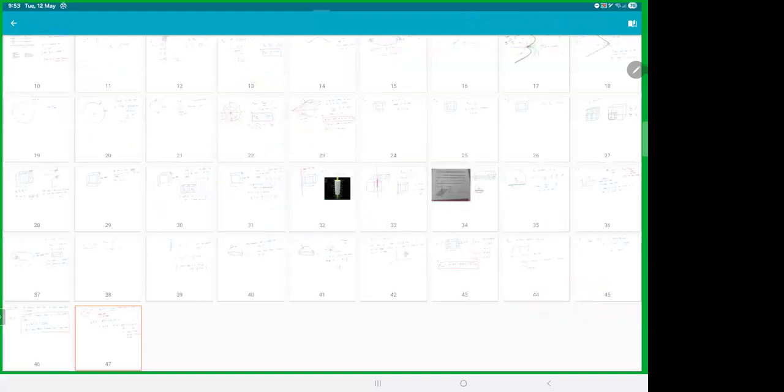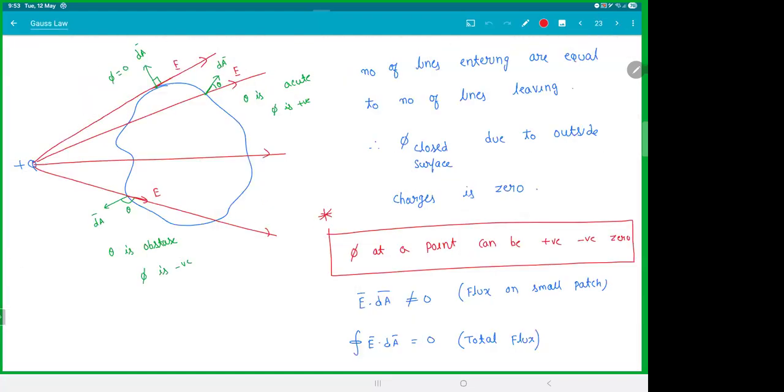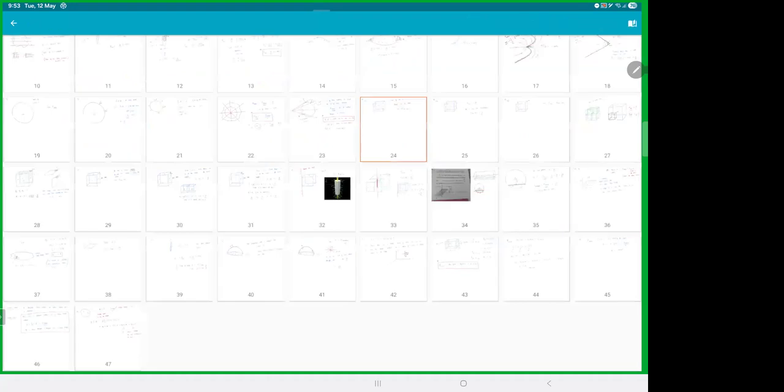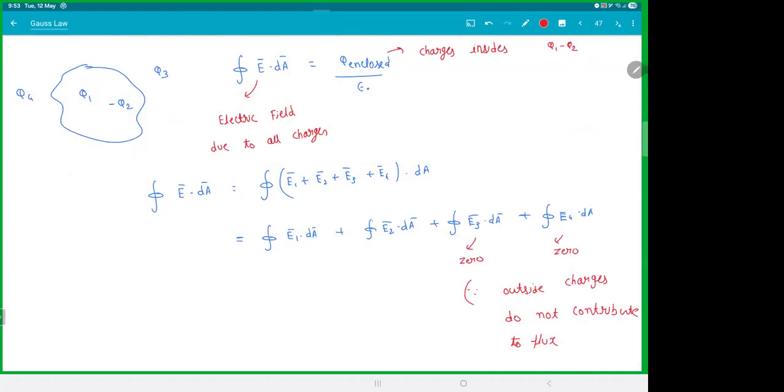And where have you seen this? This is what we proved, isn't it? Integral E dot dA is 0, the total flux. If you have a charge outside a Gaussian surface, it's not going to create any flux. If it's not going to create any flux, you can just add it up. It's like you're adding 1 plus 0. It's not going to create any problem.